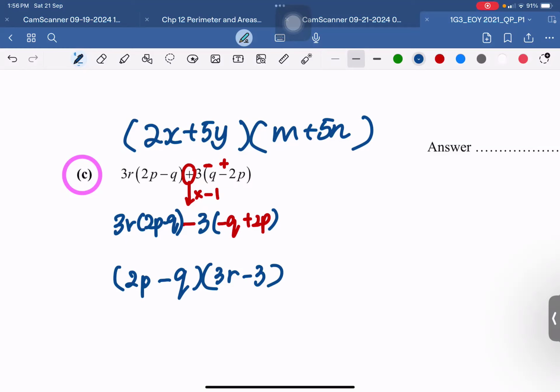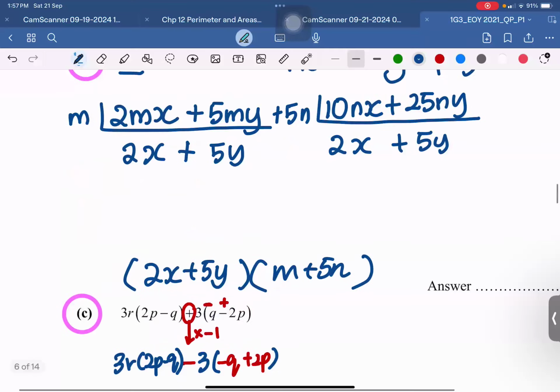Are you sure this is the final answer? You got this as the answer. But I have to tell you there's something else, one more step to get the answer fully correct. This is not fully correct. Can anyone tell me what is wrong with this? We are not going to simplify.